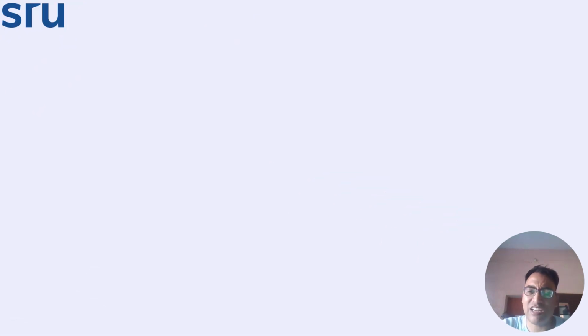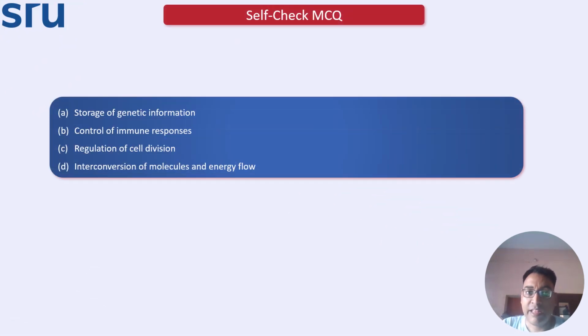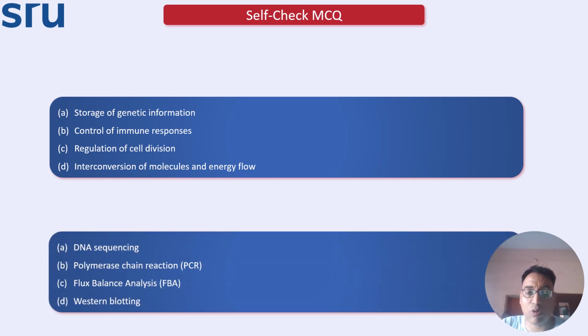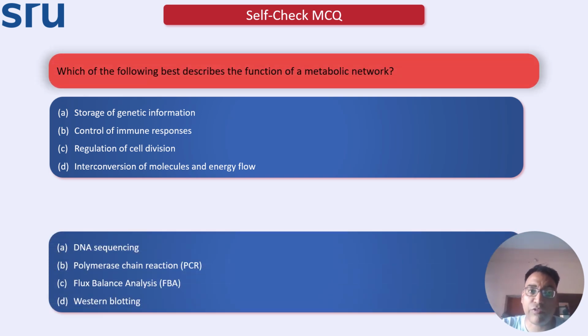Now to understand what we have learned so far, let us answer these small MCQ questions. Which of the following best describes the function of a metabolic network? Storage of genetic information, no. The control of immune responses, of course not. Regulation of cell division, this is also no. Interconversion of molecules and energy flow. Yes, we have been discussing all of this. Okay, this is the right answer.